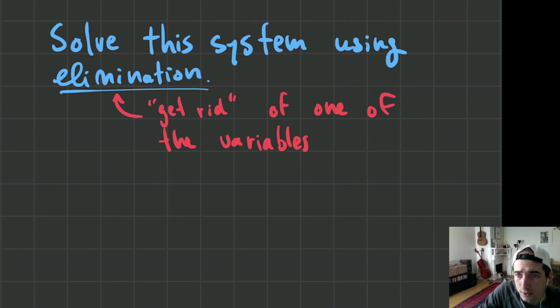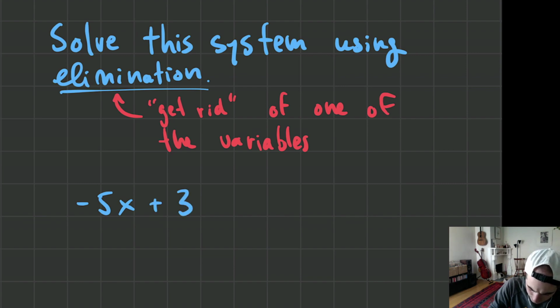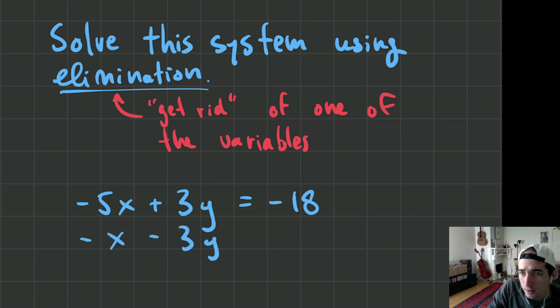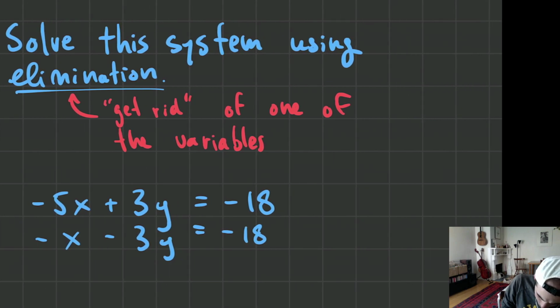Let's write it out. I've got negative 5x plus 3y equals negative 18. And I've got negative x minus 3y equals negative 18. Okay, so elimination. Here's how this works.